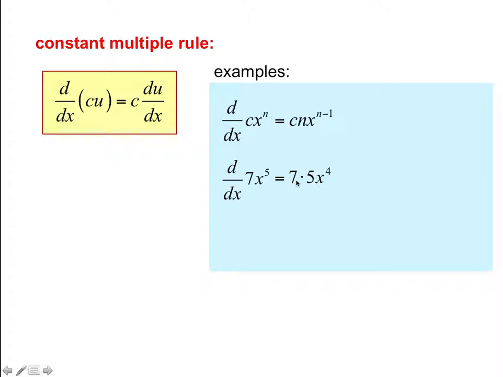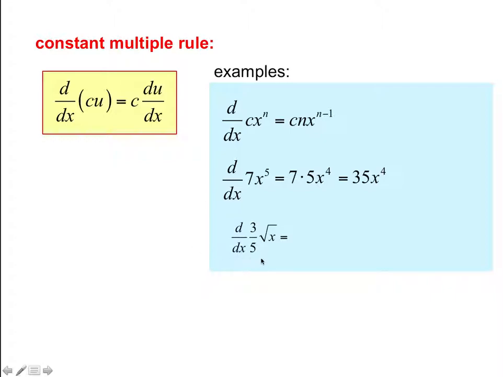The constant multiple rule is saying this. Take the 7 and bring it out front. That's the constant. Then do the derivative of x to the 5th. So bring the 5 down, write your x, and reduce the power by 1. So the constant multiple rule is just saying bring the constant out front and then multiply by the old power to get your new constant. So there's your 35x to the 4th for the derivative.